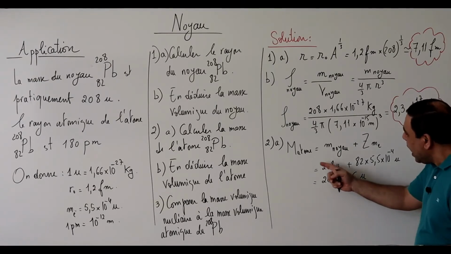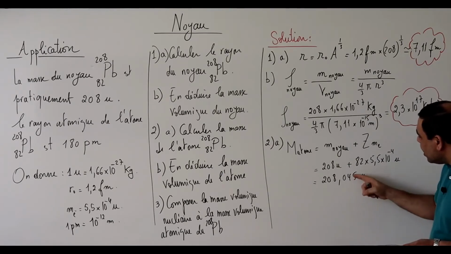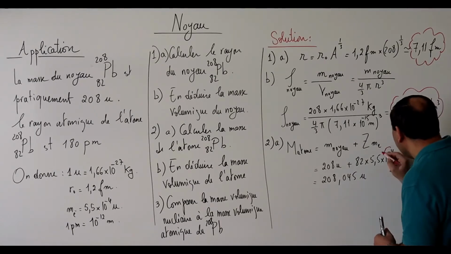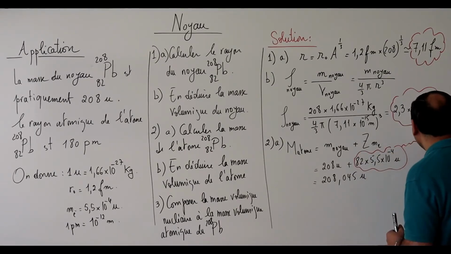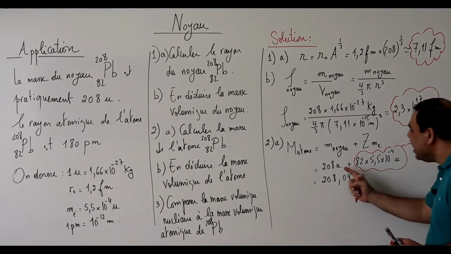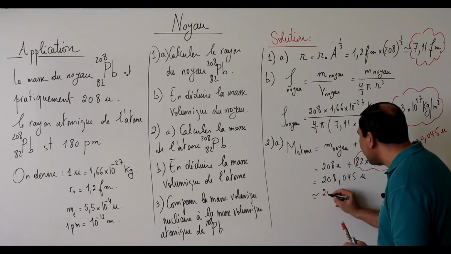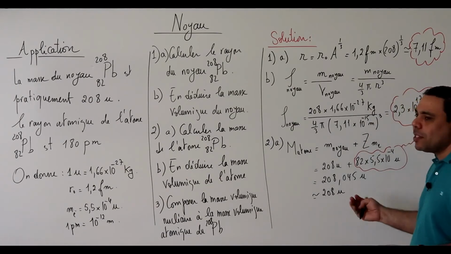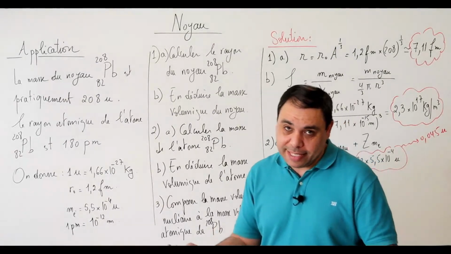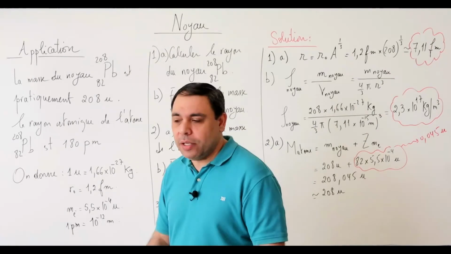What do you notice? You notice that the mass of the atom is approximately equal to the mass of its nucleus. The mass of these electrons is approximately 0.045 U. This mass is negligible compared to 208, so we can consider that the mass of the atom is approximately 208 U. The mass of the atom reduces to the mass of its nucleus. This is always the case, since the mass of the electron is negligible compared to the nucleus.